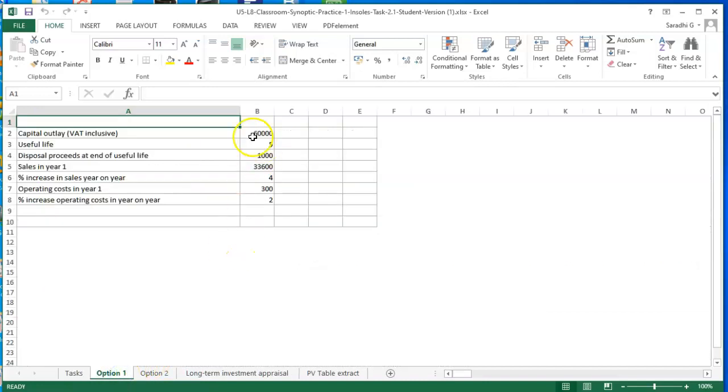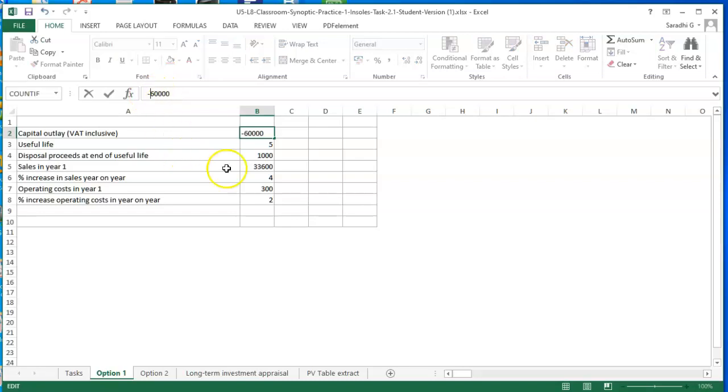For option 1, capital outlay is money going out, so just include a minus sign on that. Sales and disposal proceeds are incomes, so positive. Your operating cost is a cost, so there should be a minus sign in front of that. Again, they want you to include the percentage signs, so that's 4 divided by 100, and then you can convert that into percentage. 2 divided by 100, and then convert that into percentage.